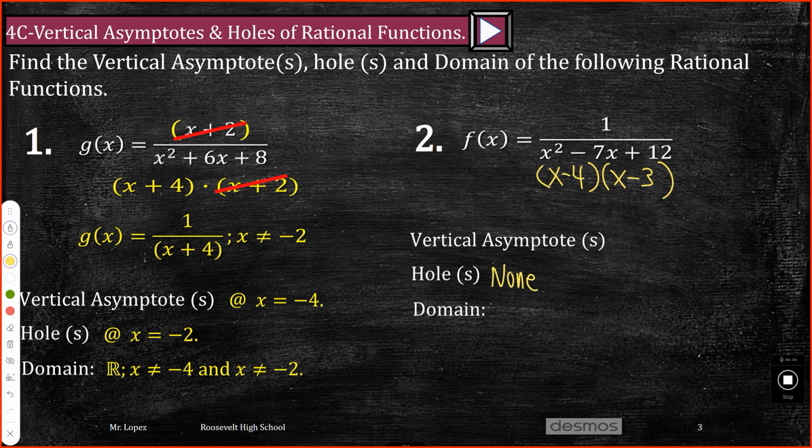So vertical asymptotes are at x equal to what? Positive 4, and x equal to positive 3. And so the domain will be all reals. X cannot equal to what? 4 and 3, no? Where the asymptotes are at. Can I just go like that? 4, comma 3, without writing too much.